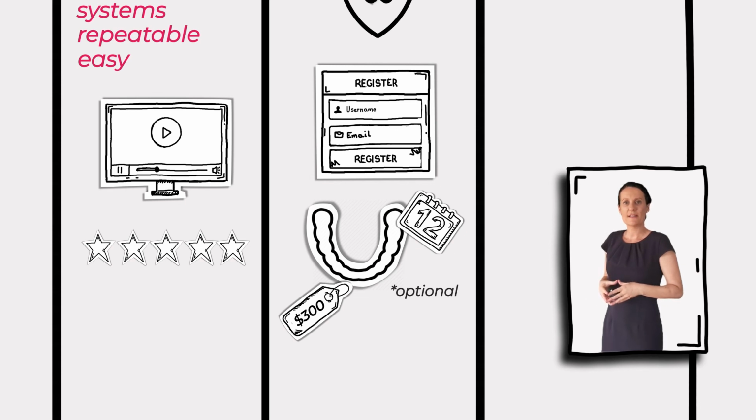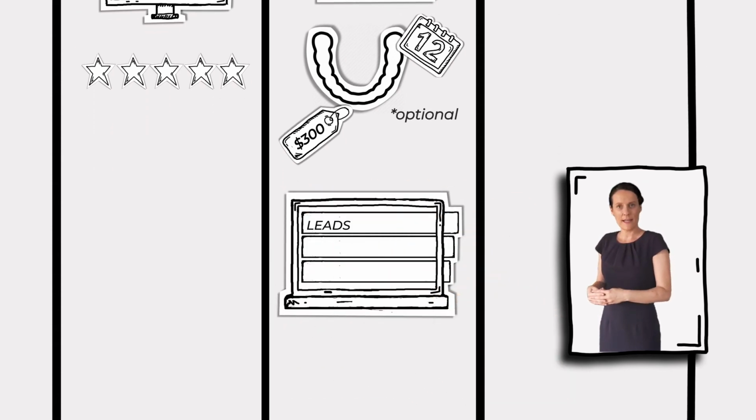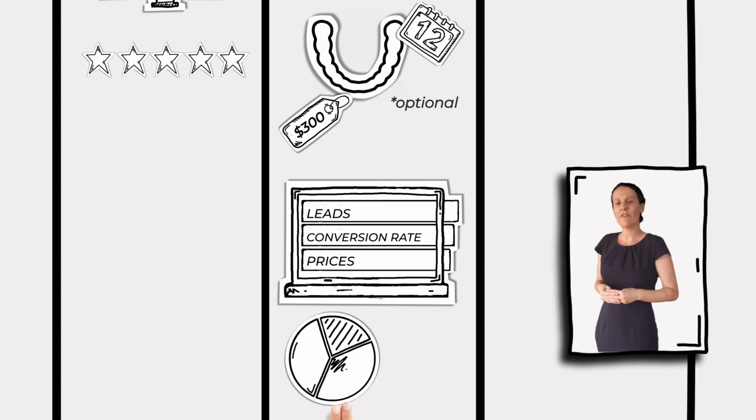3 particular metrics have the most impact here on your orthodontic income: increasing the leads, increasing your conversion rate, and increasing your prices. If you can keep your thinking simple and focus on these 3 metrics, then you have a simple strategy to increase your revenue.